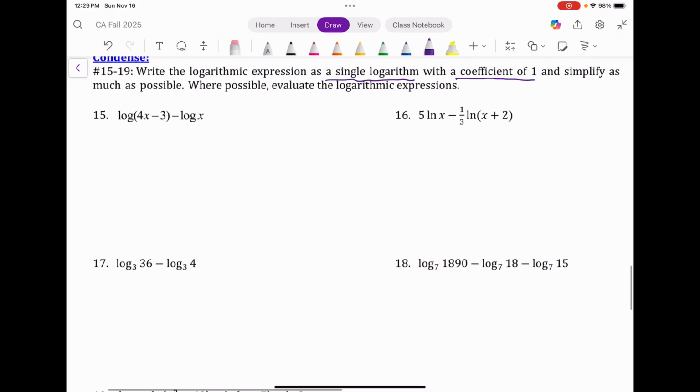Okay, so here we have subtraction occurring. So we know we're going to have 1 log of base 10. Remember, you don't have to write base 10 since it is base 10, and that's the normal form for it. So we got log of 4x minus 3 over x in the same argument. And that's it. That's all we can do with that one.